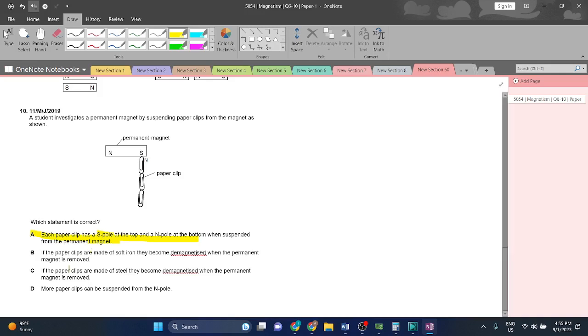While if the paper clips are made of steel, they become demagnetized with difficulty. Demagnetizing it is very hard, and magnetizing it is very hard as well. Option D is totally nonsense as well. So the only answer that makes sense is B.